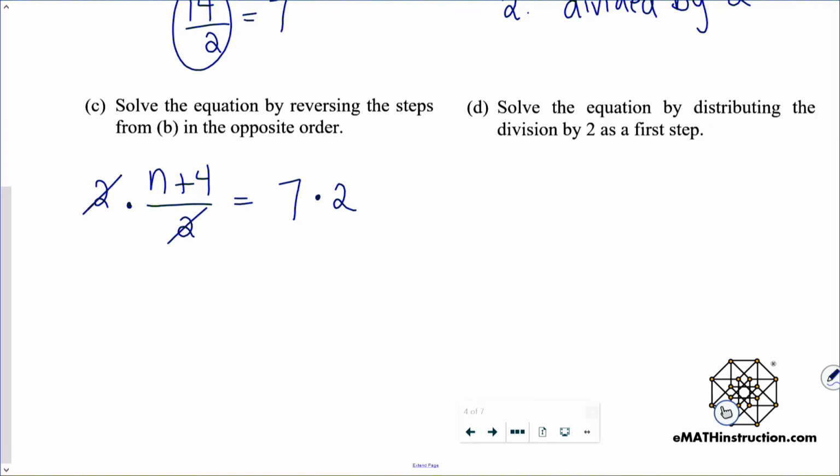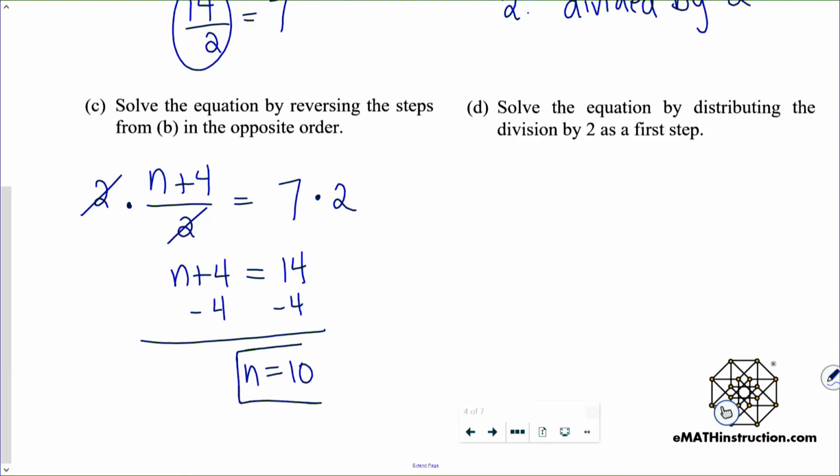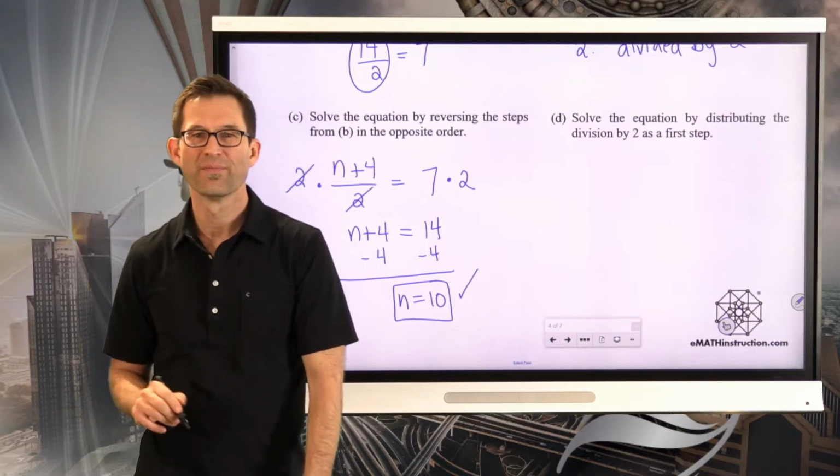And literally those two cancel, leaving me with n plus 4 is equal to 14. Now I'll subtract a 4, and I'll get n is equal to 10. Right, exactly what I knew back from letter A.